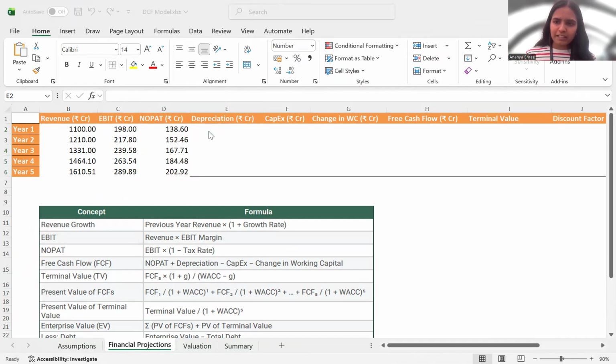Now, depreciation is a non-cash expense we add back later. I'll assume depreciation is equal to revenue into depreciation percentage. I'll type revenue into depreciation percentage using 3% as a simple example.